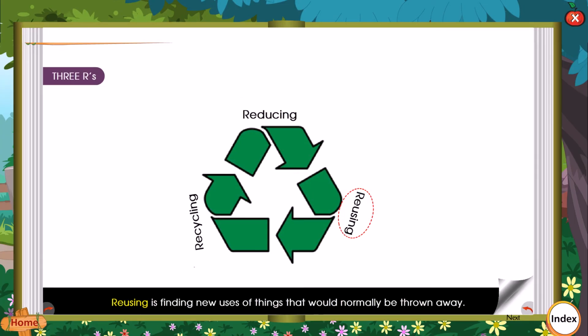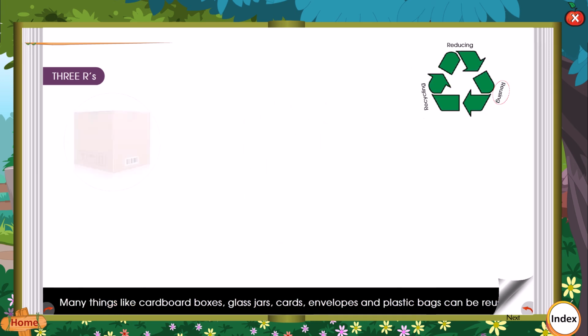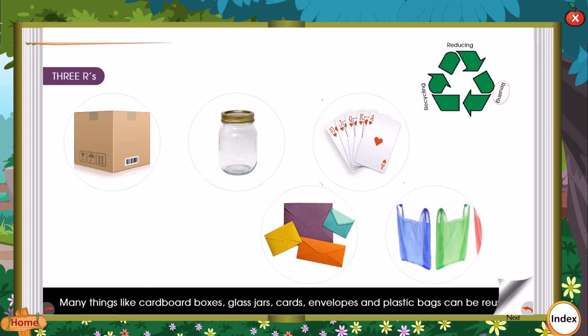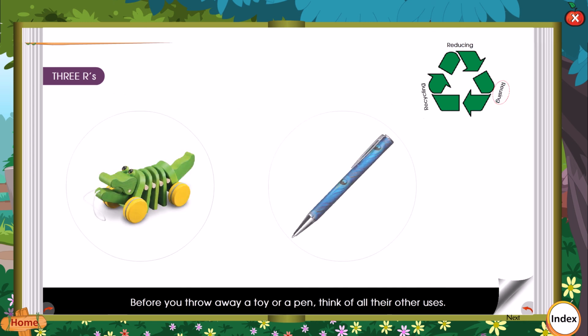Reusing is finding new uses for things that would normally be thrown away. Many things like cardboard boxes, glass jars, cards, envelopes, and plastic bags can be reused. Before you throw away a toy or a pen, think of all their other uses.